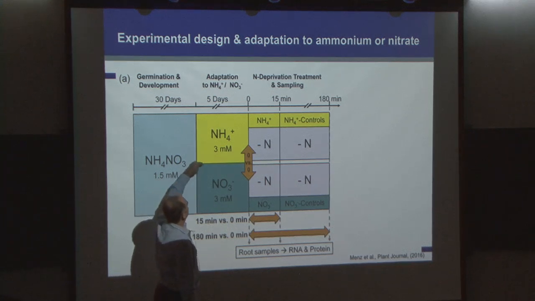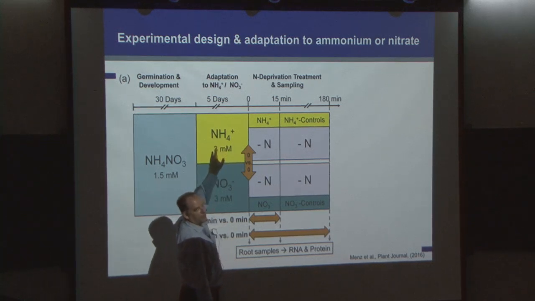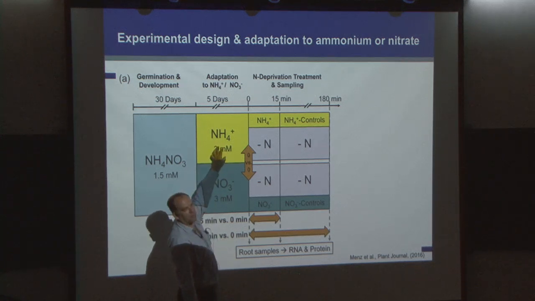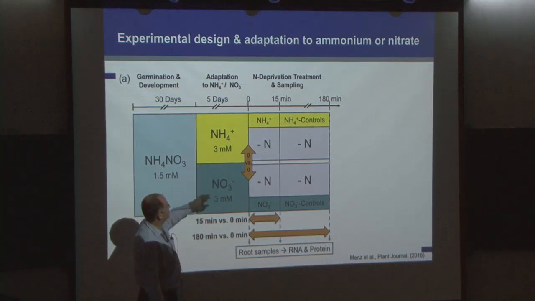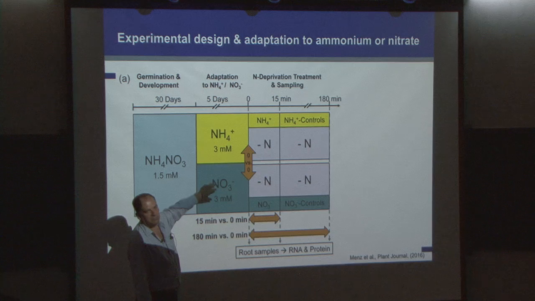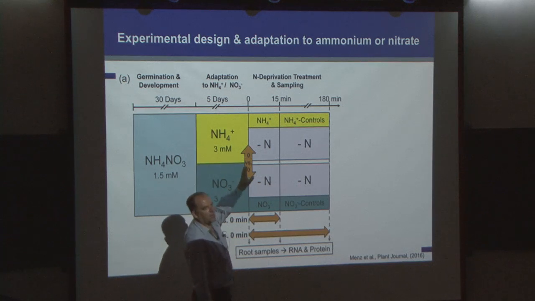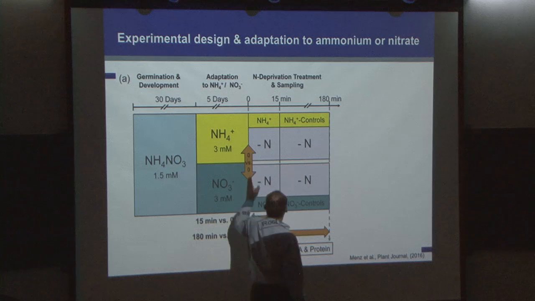Half of the plants were grown for 5 days only with ammonium, same amount of nitrogen, but now 3 millimolar ammonium, as ammonium sulfate. Or, half of the plants were put on nitrate only, potassium nitrate. And then 5 days waiting. And here starts our experiment. Here's the control condition.